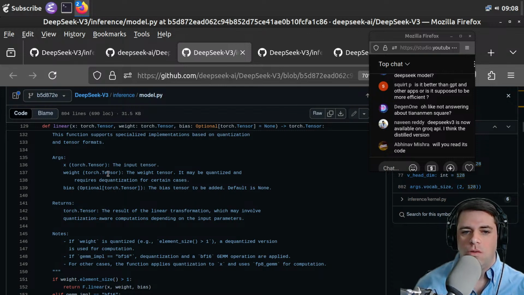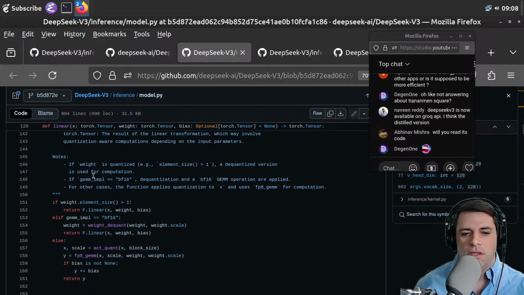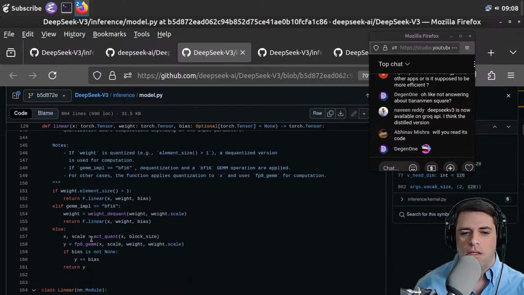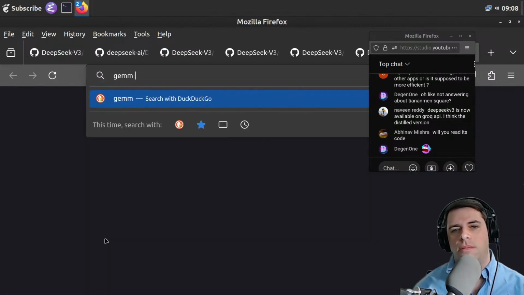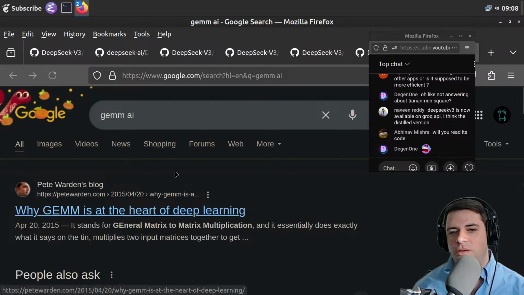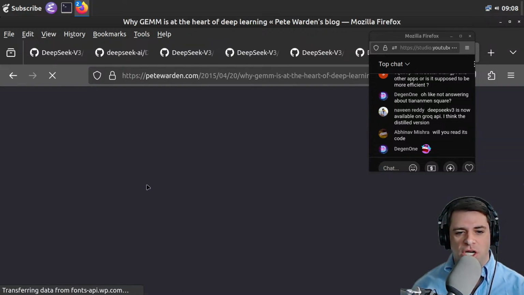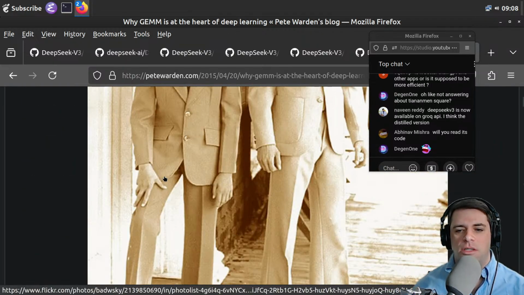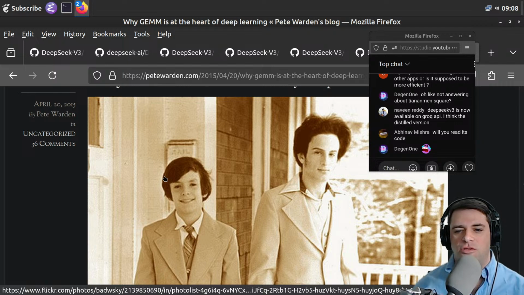Okay, so this is just going to be the linear thing. We've got act quant. I don't really know what act quant is doing, and we have gem. I want to look up gem. It's something I should know. Why gem? Oh, gem is the general. I think I've seen this before.